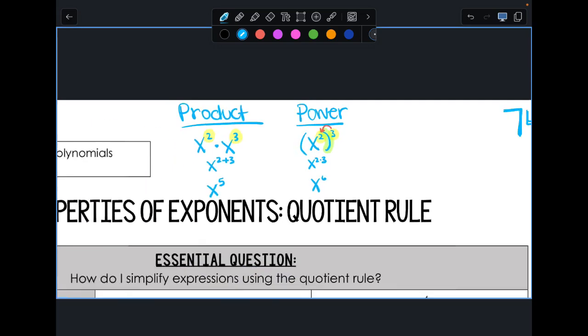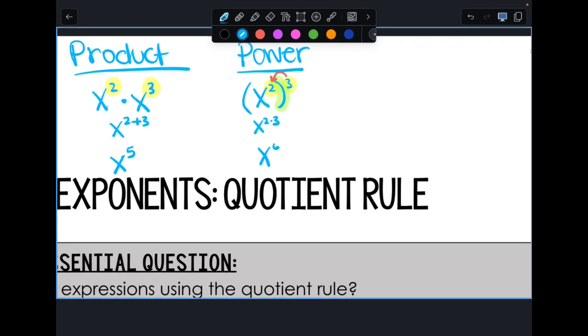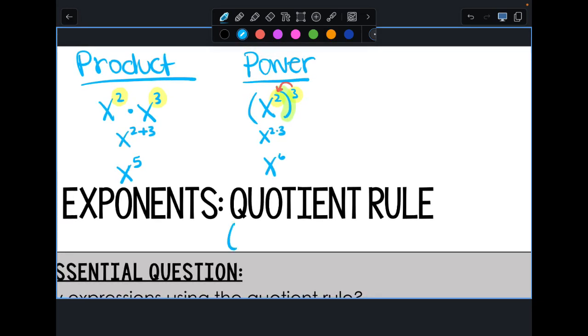Okay. Quotient rule. What does quotient mean mathematically? I forgot. Oh, the solution to a... No, that's not it. Division. Quotient means division. So that's why we're seeing a bunch of fractions. Fractions mean division. Fractions are a way to represent division.